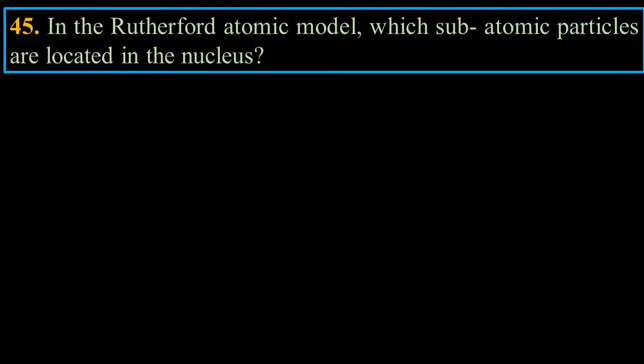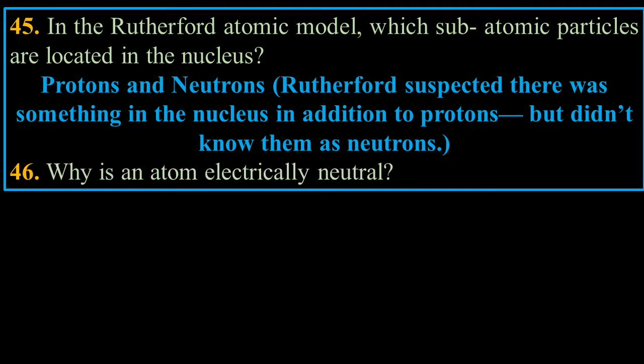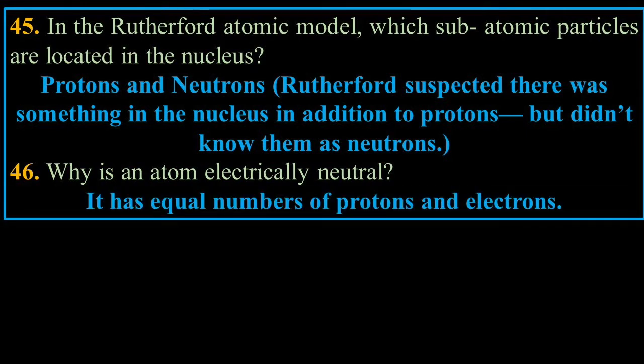In the Rutherford atomic model, which subatomic particles are located in the nucleus? In the Rutherford atomic model, protons and neutrons. Rutherford suspected there was something in the nucleus in addition to protons, but he didn't know them as neutrons. That came later in the evolution of the atomic model. Why is an atom electrically neutral? It has equal numbers of protons and electrons. This is the ground state.